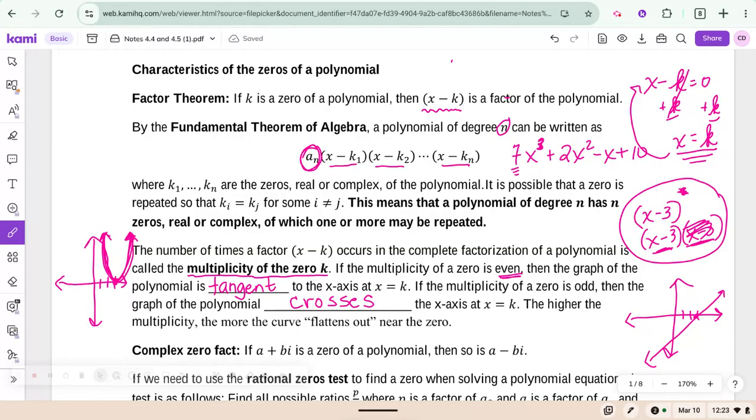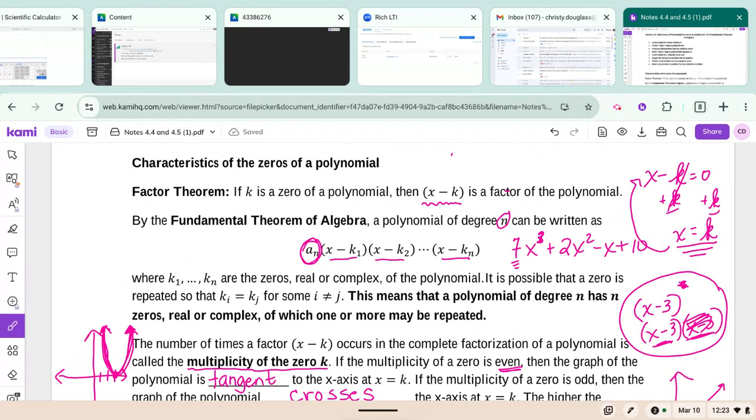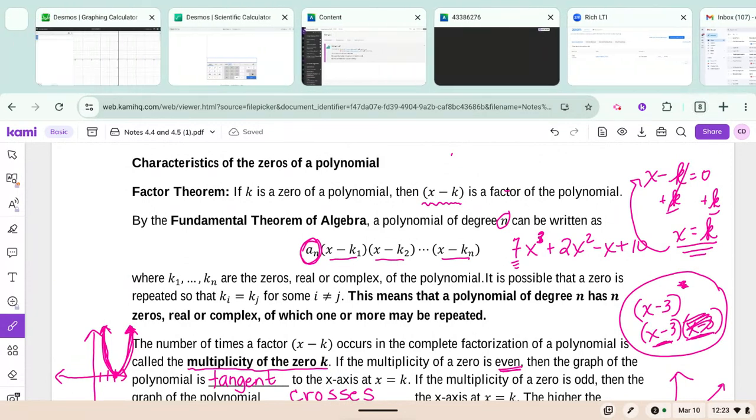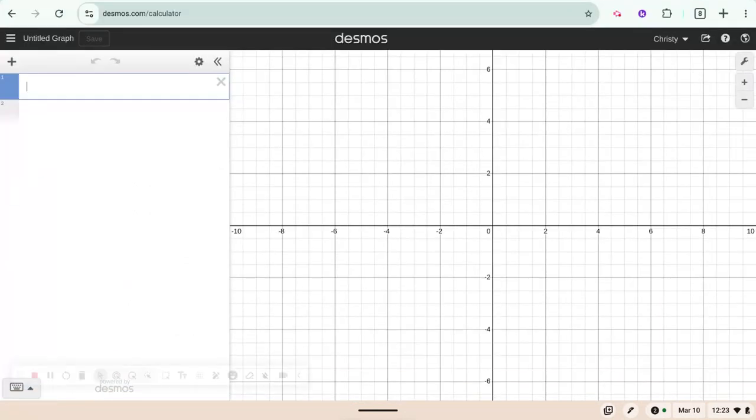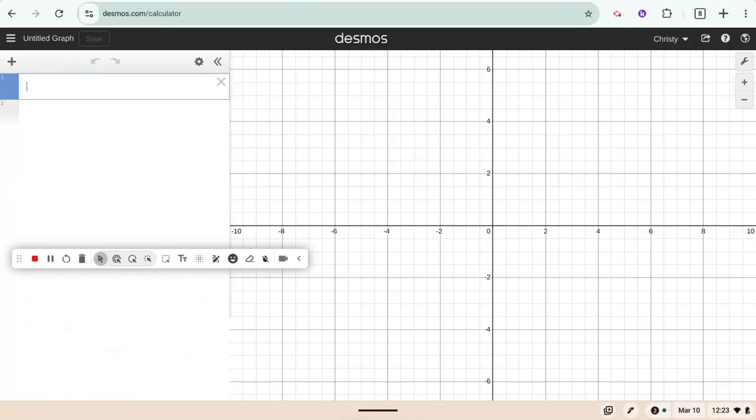Now, the higher the multiplicity, the more the curve flattens out near 0. So sometimes it may actually kind of curve. I wonder if I have a graph open. Yes, maybe we can observe that here. So let me move this.